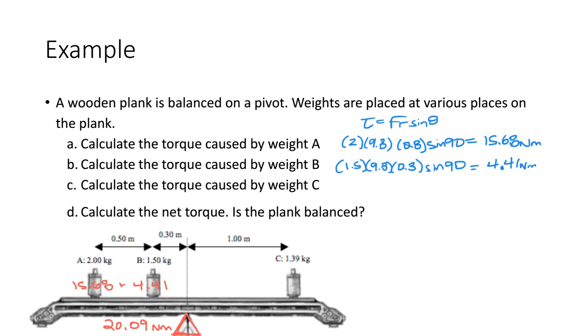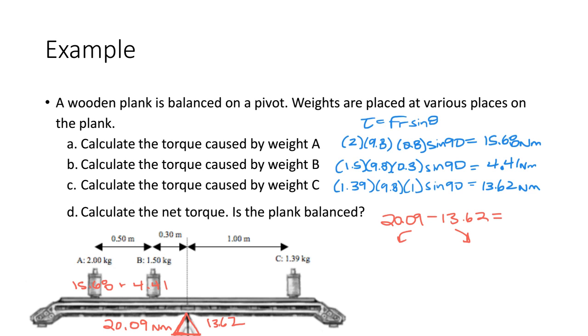Let's look at C. I got 13.62 Newton meters. When you compare the two sides, 20.09 this way and 13.62 this way, it gives us a net torque of 6.47 Newton meters in this direction, which is positive. That means the plank is not balanced.